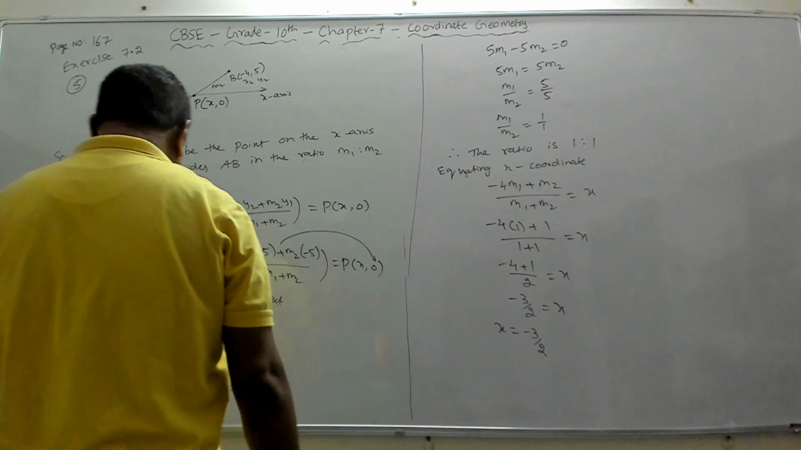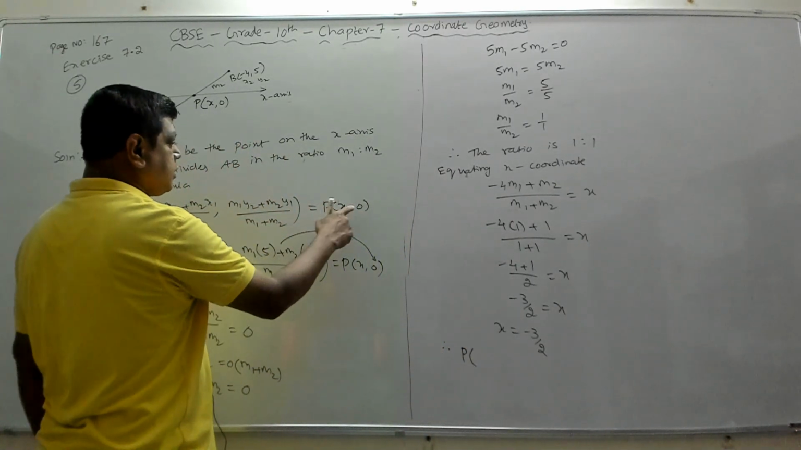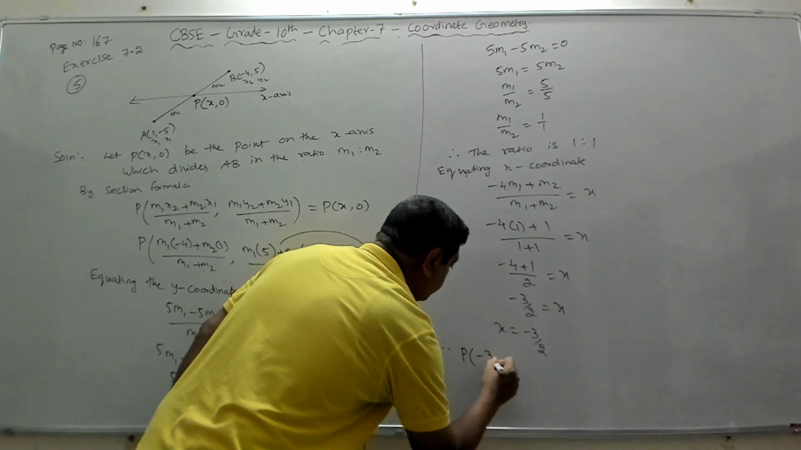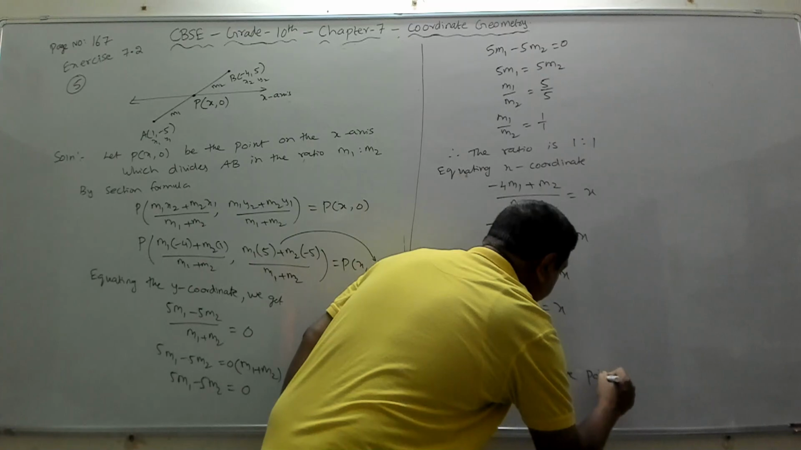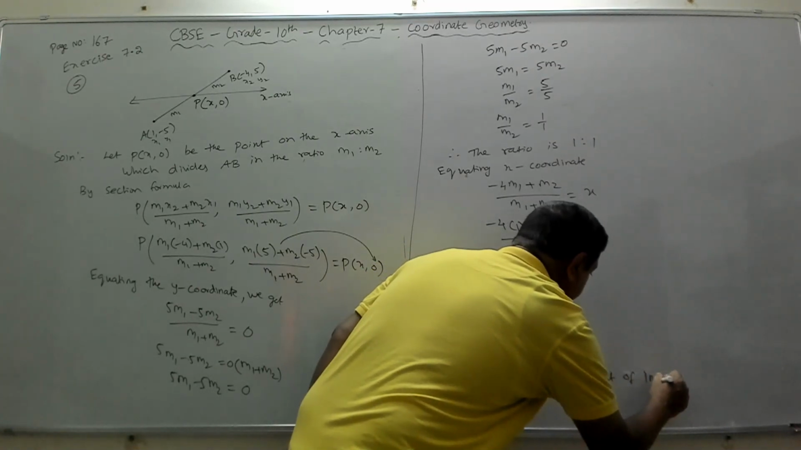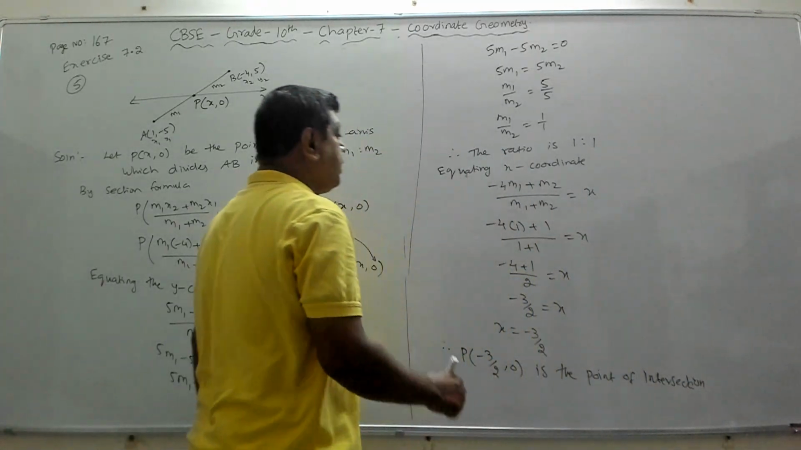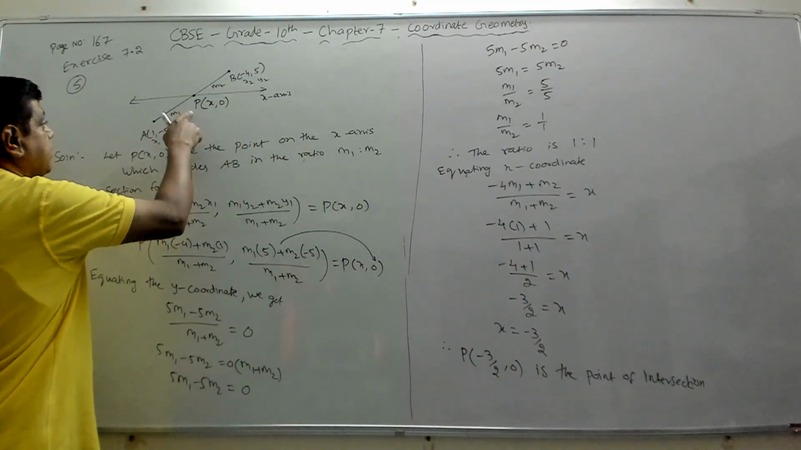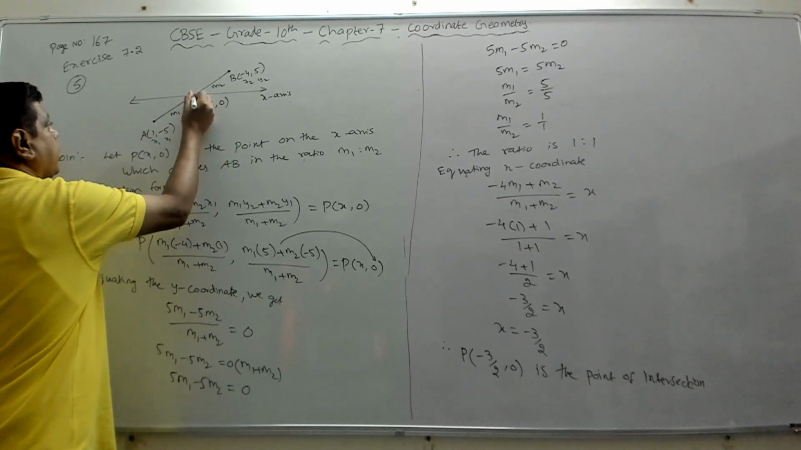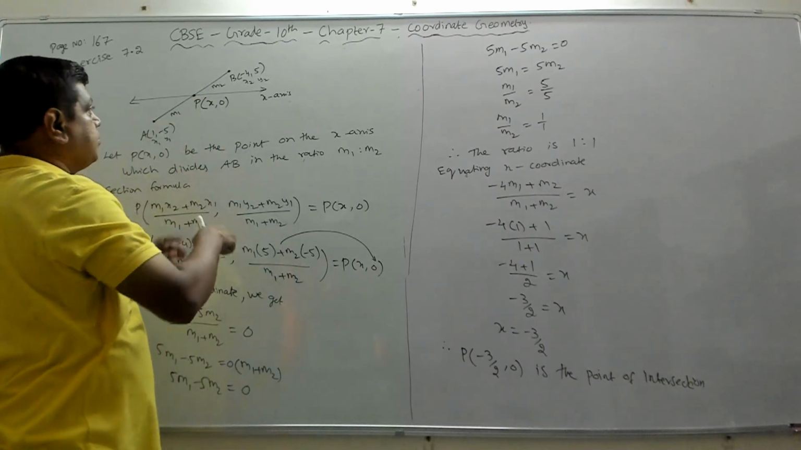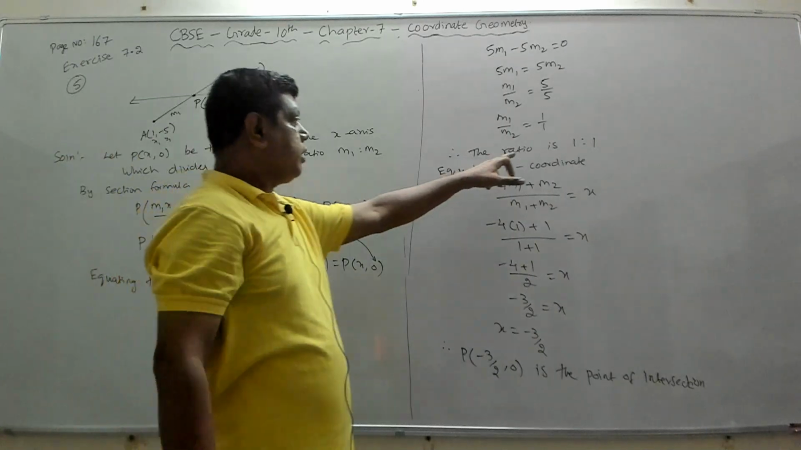So what is the point of intersection? Therefore, we know P now. P is x comma 0 and x is minus 3 by 2. So minus 3 by 2 comma 0 is the point of intersection. Intersection means where the x-axis is intersecting the line AB. This is the x-axis, it is intersecting at this point, and we found the point of intersection, which is minus 3 by 2 comma 0, and the ratio is 1:1.